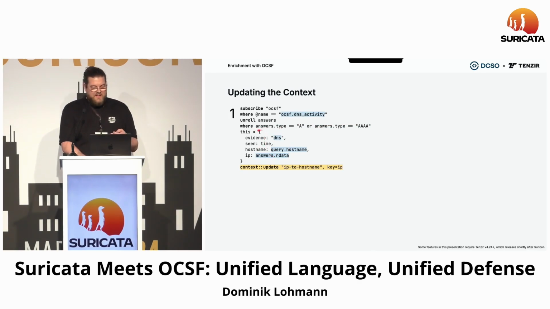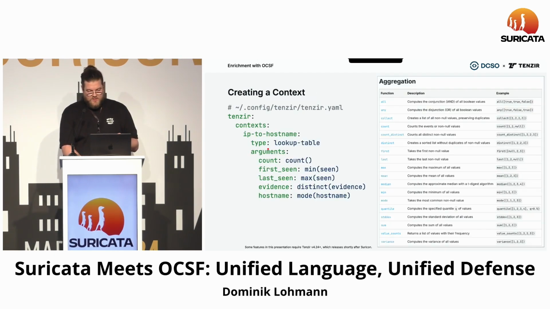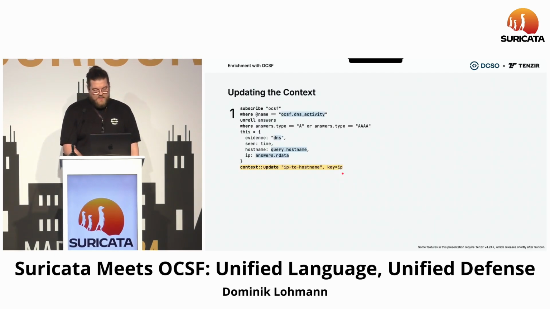So we're saying for every single one of these, that's what the unroll does, where we have A or quad A, label the evidence as DNS because this is coming from DNS, take the timestamp from the event, call it seen so that we can use it in the aggregation function that you have seen here. And then going further, we take the host name from the query object and the IP address from the answers object. And then we're updating our IP-to-hostname context and saying, okay, take the key for that from the field IP.